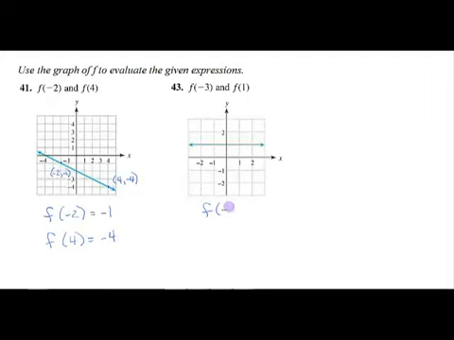Over here we'll find f of -3. We go to -3 on the x-axis and move up or down till we get to the graph. That's the point -3, 1. So we know that f of -3 equals 1. F of 1. Let's move over 1 on the x-axis and move up till we get onto the graph. That's the point 1, 1. So we know that f of 1 is 1. Again, another constant function.